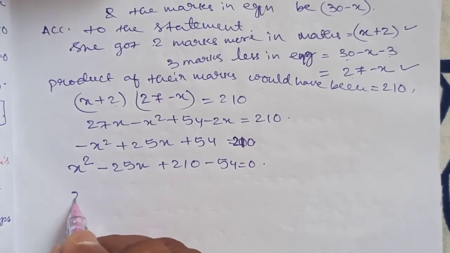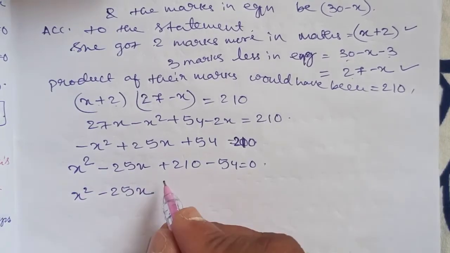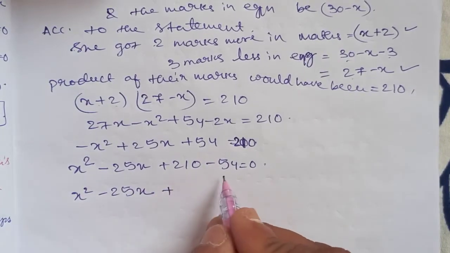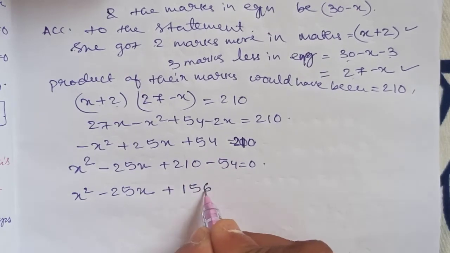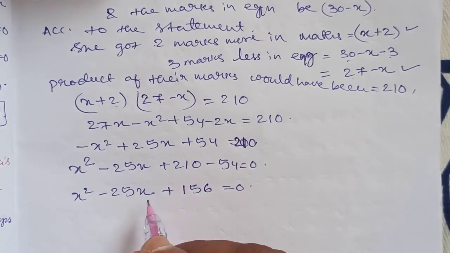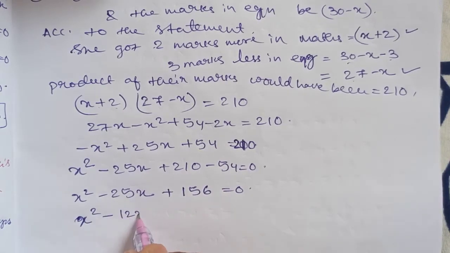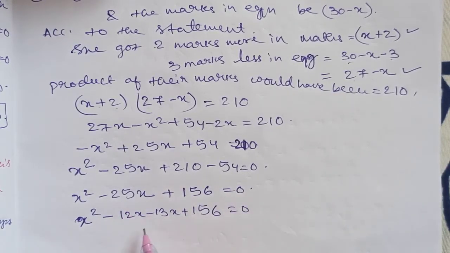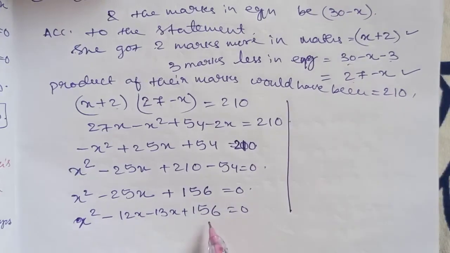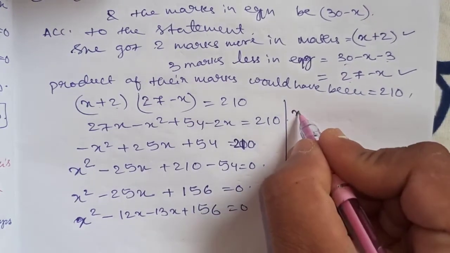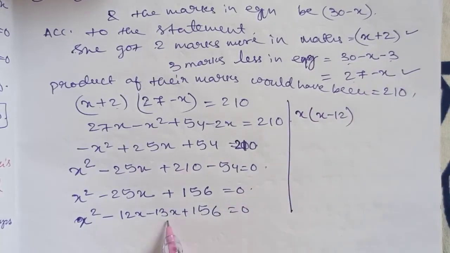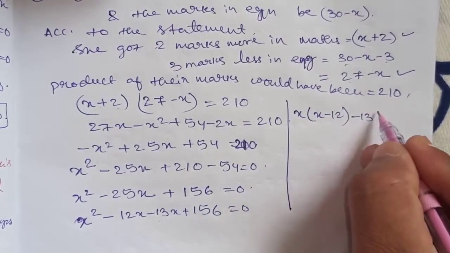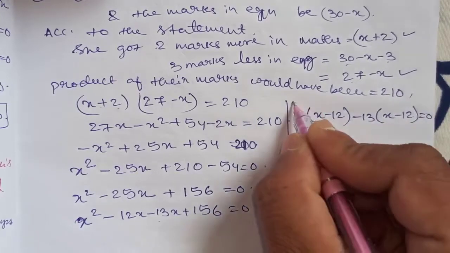Now x square minus 25x, minus times minus gives plus sign, we will get 210 minus 54 is 156 equals 0. Now split the middle term: x square minus 12x minus 13x plus 156 equals 0. 25 can be broken into minus 12 and minus 13, which gives us 25, and their multiplication will give us 156. Take out x common from the first two, we will get x minus 12, and take out minus 13 from the second two, minus 13 into x minus 12, equals 0.